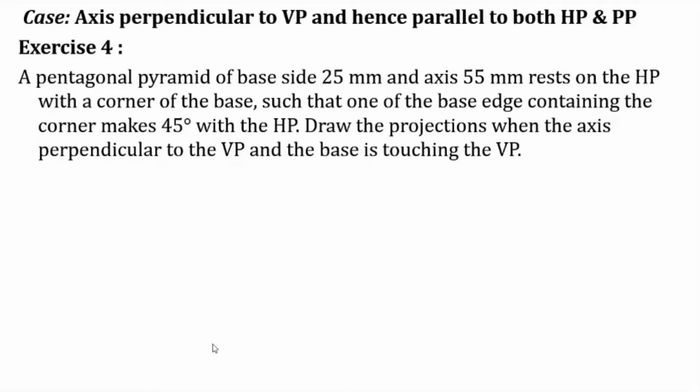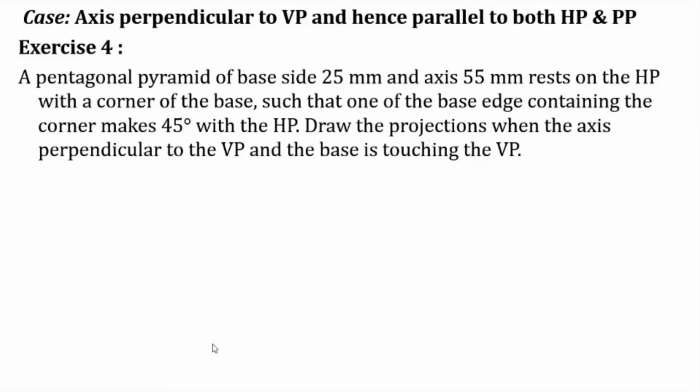So in the case of this pentagonal pyramid, the base side is 25 millimeter and the axis is 55 millimeter long, and it rests on the HP with a corner of the base. That is, one of the base corners is touching the HP, or it is resting on HP with one of its base corners. So that is the condition.